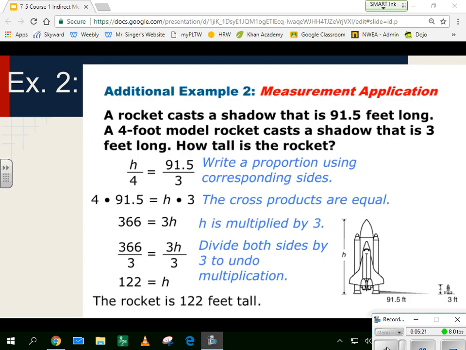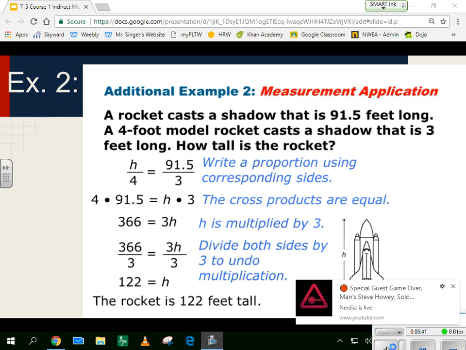So here's a problem that talks about the rocket ship. A rocket casts a 91.5-foot shadow, and a 4-foot model rocket casts a 3-foot shadow. How tall is the rocket? So I would only be able to solve this if I drew a picture like I did. From there, then, it's the same operation as example 1's problems.